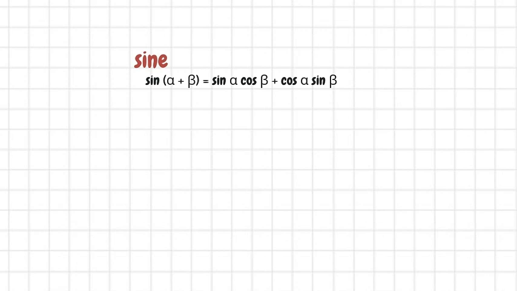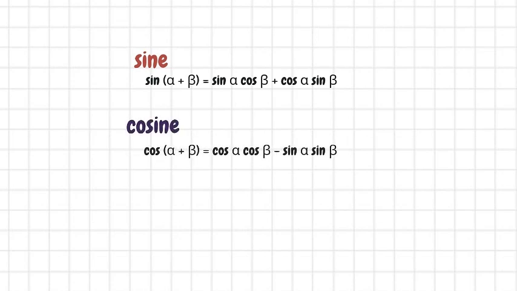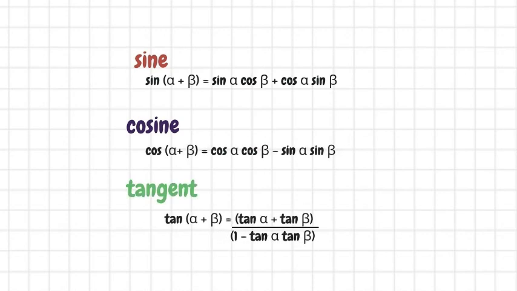For the sine, we all know that the sum formula of sine is sine of alpha plus beta is equal to sine alpha times cosine beta plus cosine alpha times sine beta. In cosine, we have cosine of alpha plus beta is equal to cosine alpha times cosine beta minus sine alpha times sine beta. And for the tangent, we have tangent of alpha plus beta is equal to tangent alpha plus tangent beta over 1 minus tangent alpha times tangent beta.